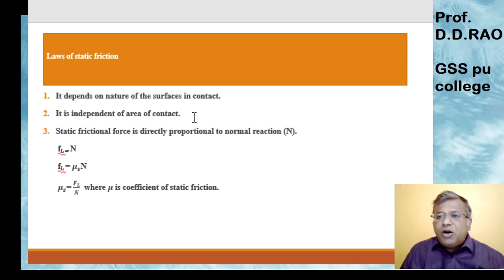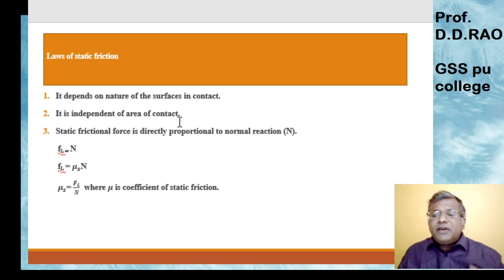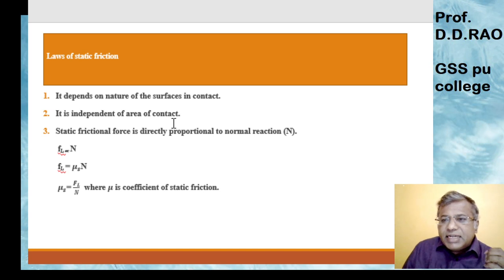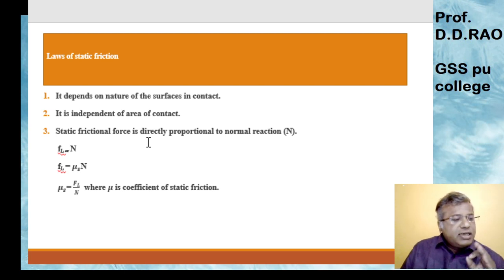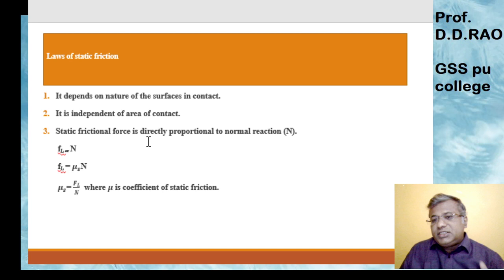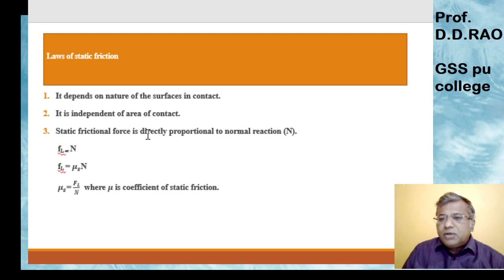But if you try to apply a small force on a table which is at rest, that table doesn't move. The reason is that the frictional force is holding the table. So you have to apply a force which is more than the frictional force. Okay. So the laws of static friction say that the frictional force depends on the nature of the surface, like whether the surface is rough or polished. Second, it is independent of the area of contact. And third, very important, frictional force is directly proportional to the normal reaction. And that's what I discussed in this topic.